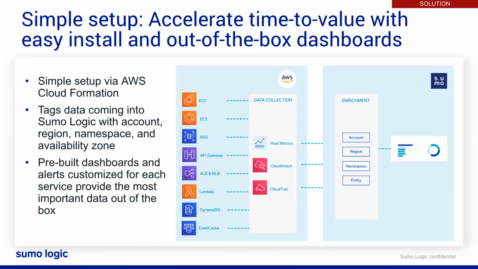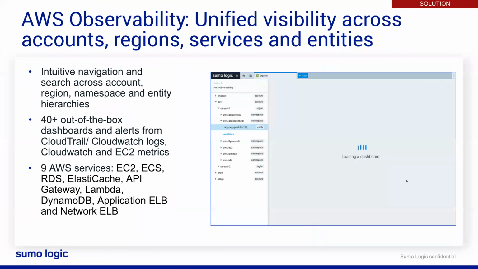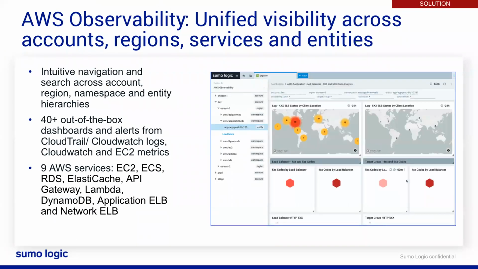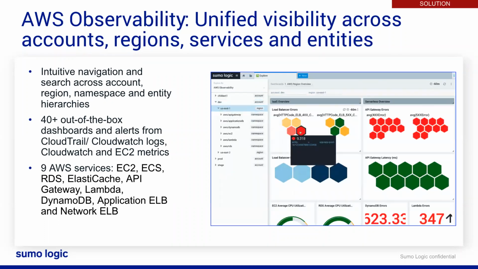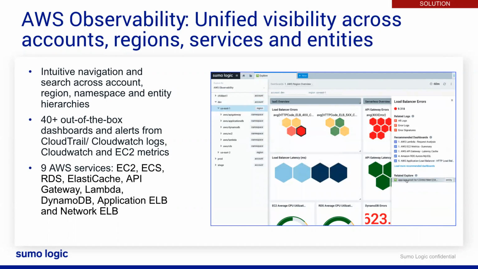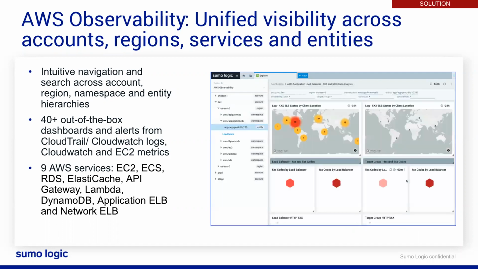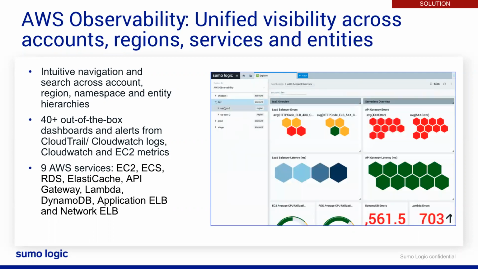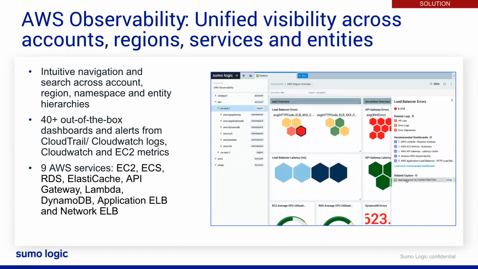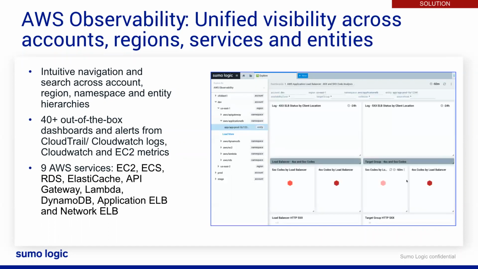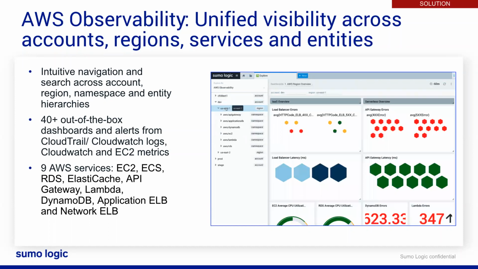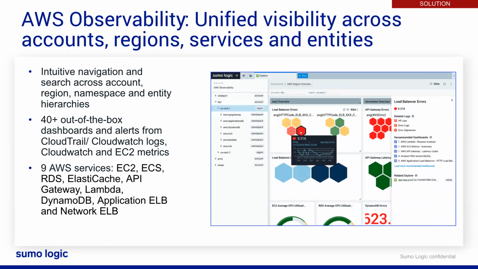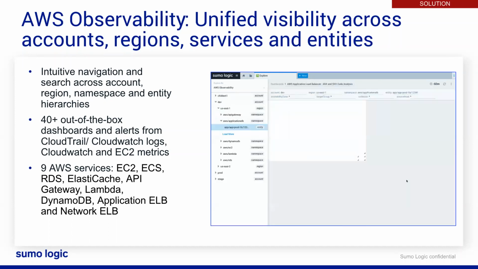And so what we saw was unified visibility across all of your AWS infrastructure. It's got some pretty intuitive navigation, being able to search across everything at once at the same time. A ton, more than 40 out-of-the-box dashboards and alerts, pulls in CloudTrail and CloudWatch logs and metrics and EC2 metrics, and covers all of your AWS services.